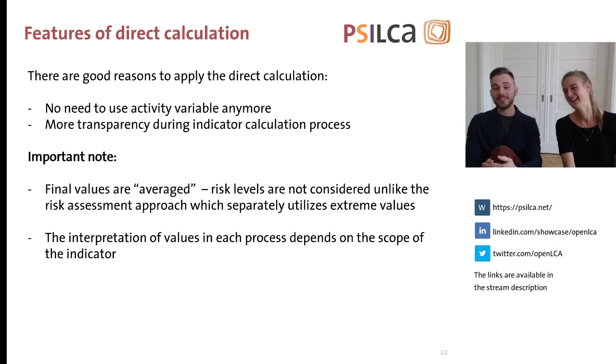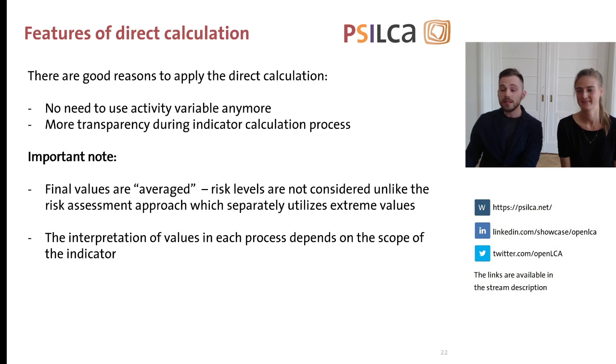So here you can see the main features of the direct calculations. There are really good reasons to apply the calculations, because as I said, there was not enough transparency behind the calculations, and we don't need to use the activity variable anymore. We just use the raw values, and the user knows what is involved in the final calculation. So it allows us to simplify the process.